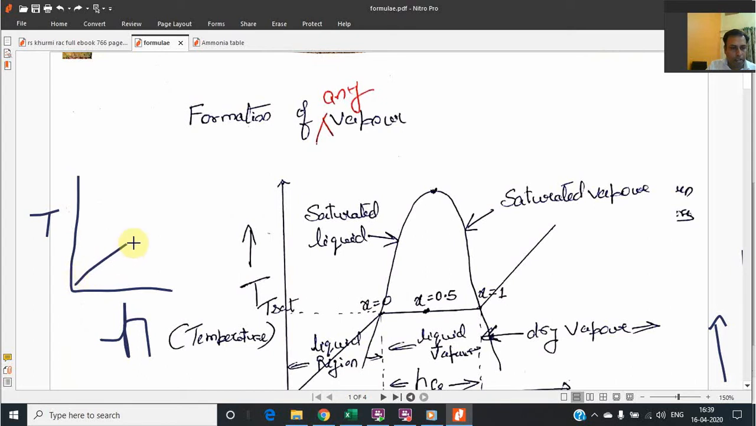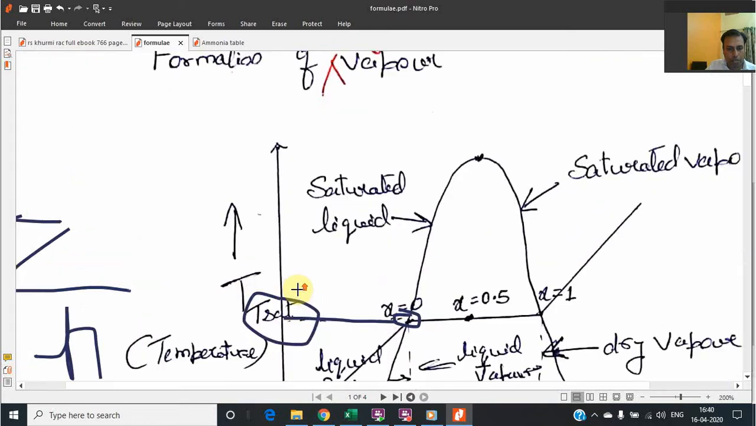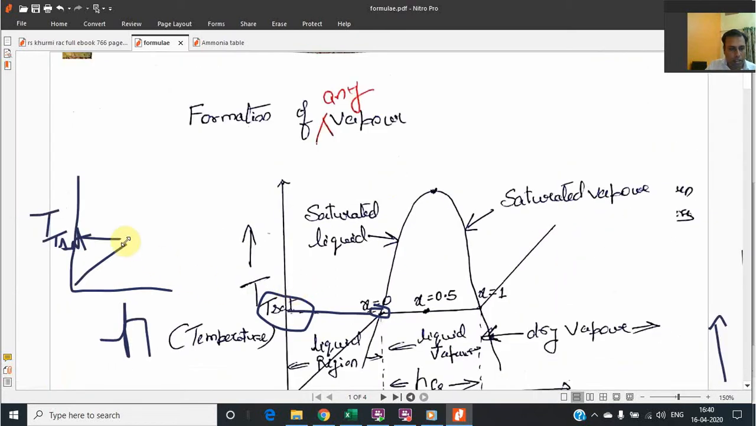If we continue heating it, it will stop at a particular temperature that is called the boiling point. Technically, we call this the saturation temperature. That is why this temperature is marked over here as Tsat. At 1 bar the water boils at 100 degrees centigrade. We have considered water for understanding.